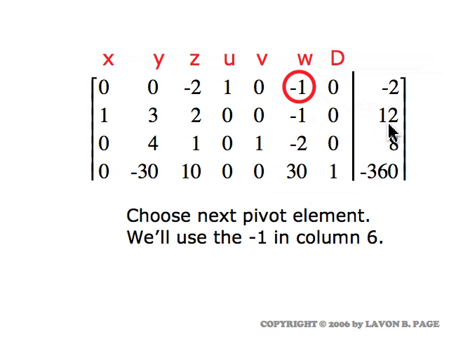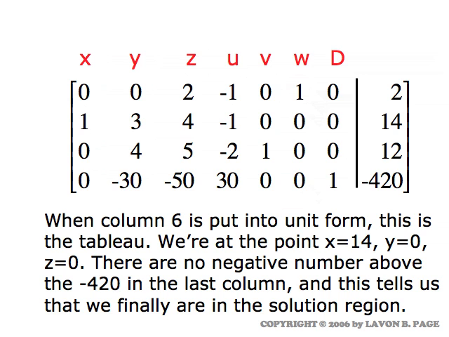-1 into 12 is, that's a negative number, so we can't possibly have that one. And similarly, this gives us a negative number. So in fact, the -1 is the only choice in that column that even gives us a positive ratio, so it wins automatically. -1 is the next pivot element. We want to make that into a 1 and the other numbers in that column into zeros. After that's done, this is what we're looking at. So here's where we land after the next step. And finally, we're rid of the negatives over here, which means we have finally made our way into the solution region.